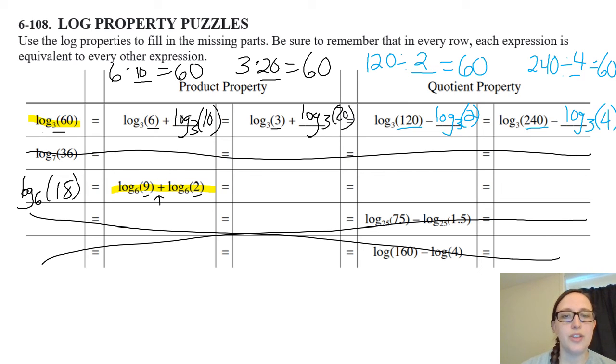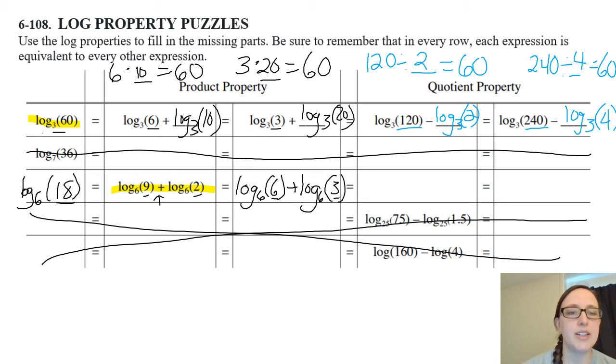Okay, so then we could make up our own missing pieces here. So we could do maybe like a log base 6 of 6 plus log base 6 of 3, since 6 times 3 equals 18. All right, and those are all the properties of logs.